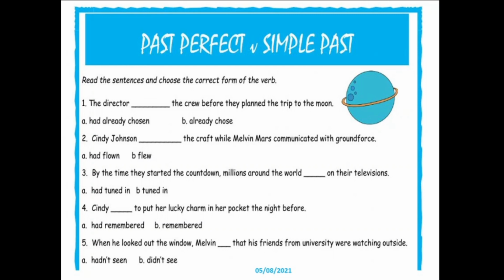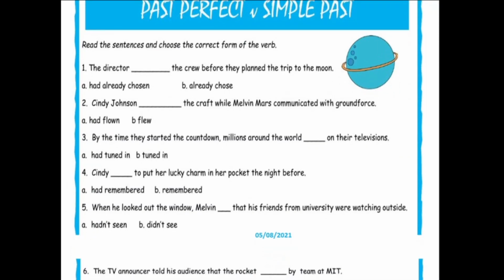Second, John (dash) the craft while Melvin Mars communicated with the ground force. Here the word communicated is past simple. So had flown is the right answer. Let me come down to the fifth. When he looked out the window, Melvin (dash) that his friends from university were watching outside. When he looked is the simple past, so you must say Melvin hadn't seen that his friends from university were watching outside. So, hadn't seen. That is all.